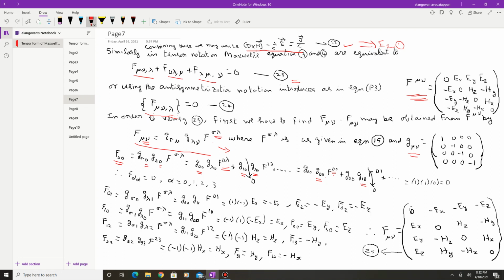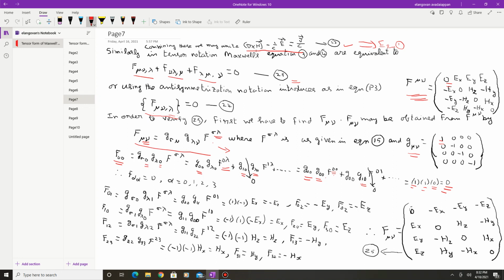Now what is g 0 0? g 0 0 is 1. Therefore you put 1. Again this is 1. But what is f 0 0? f 0 0 is 0. Therefore the covariant component f 0 0 is equal to 0. So the first component we have determined. So what is f alpha alpha? These are both the same indices. Whether it is f 0 0, f 1 1, f 2 2, f 3 3, all the values are 0 because it is an antisymmetric matrix. So all will be 0.